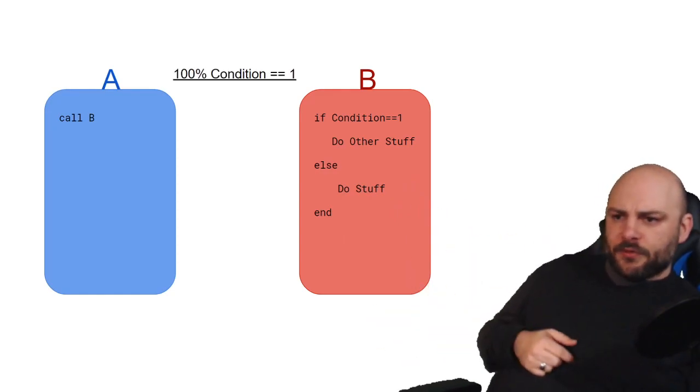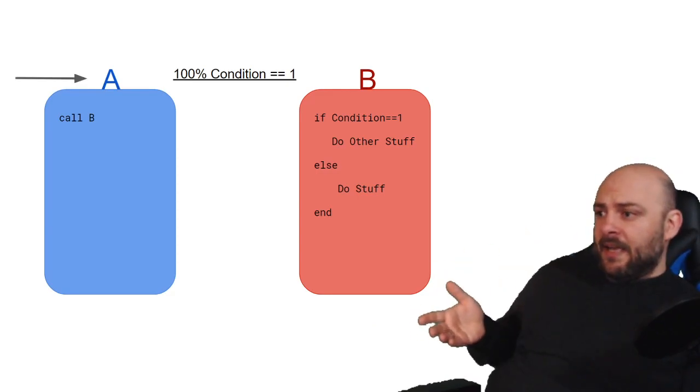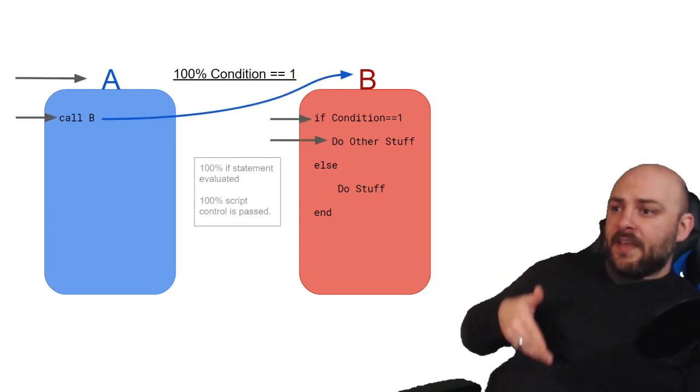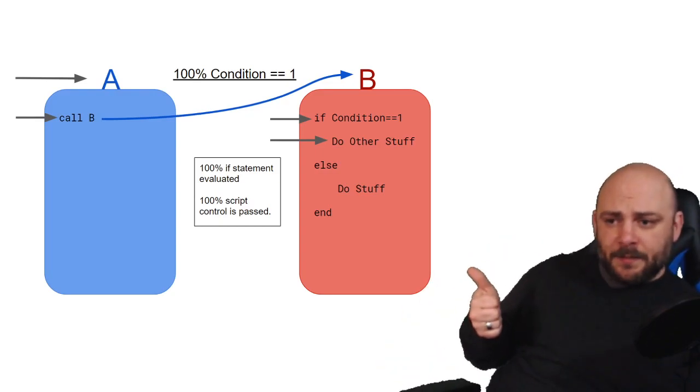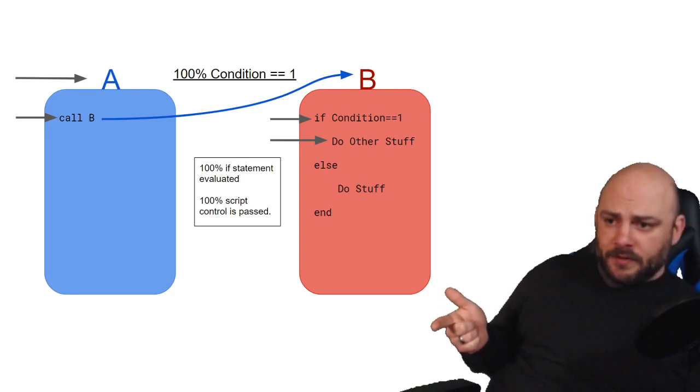Let's run into the same sort of scenario here. Let's say the condition's always true. So eventually, when we're in A, we're going to call B, and then the condition's going to be evaluated to true. We do other stuff. Okay, 100% of the time the if statement's evaluated, 100% of the time the script control is passed.